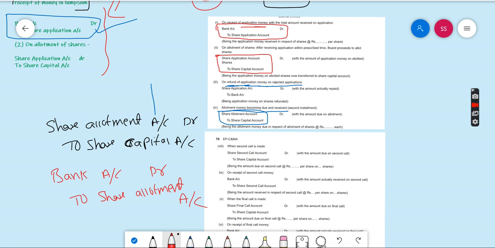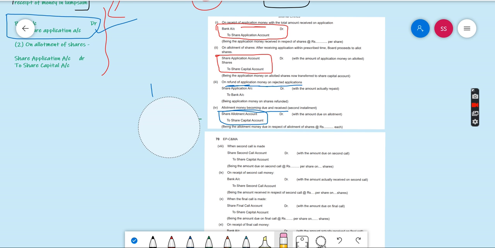Now see here also, the ultimate entry will be the bank account debit to share capital account. This one will get cancelled. Debit and credit will get cancelled. The ultimate account entry is this. Now this is for the allotment.